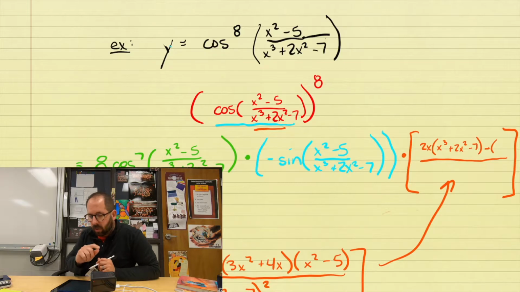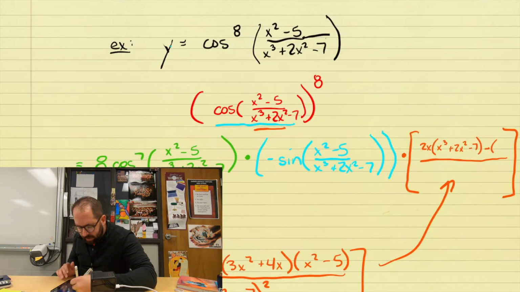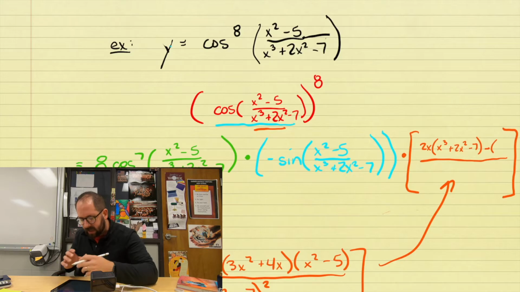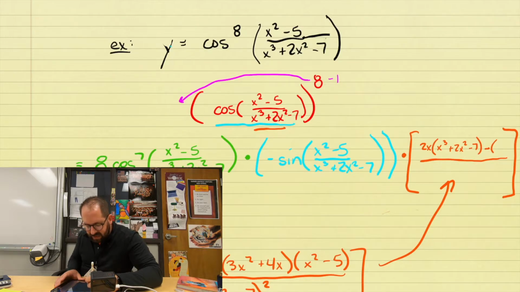Now, to answer Morgan's question, if you saw the chat box, she asks, where did that 8 cosine thing come from? Good question. That is from right here. When we do the chain rule, it's the normal power rule. You drop the power out front, and you subtract 1 off the power. And that's this thing. It's just written differently. Like this, you could write it like this, and this would be the same problem.